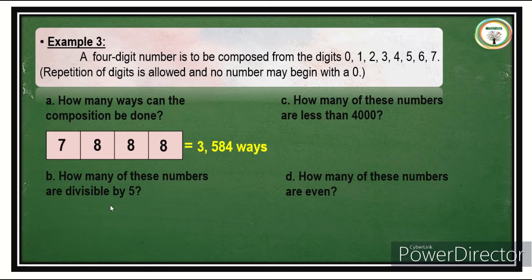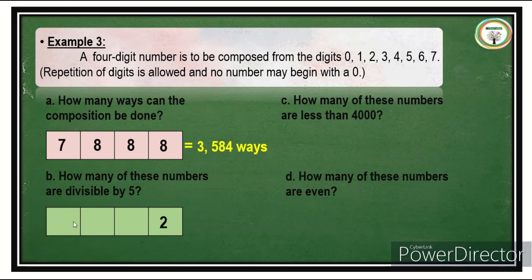So let's have letter B. How many of these numbers are divisible by 5? So pag sinabing divisible by 5, ito yung mga numbers na nagtatapos sa 0 or 5. So let us begin with the last digit. In our choices, which are from 0 to 7, ang pwede lang natin gamitin as last digit ay yung 0 at 5. So meron tayong 2 choices for the last digit.